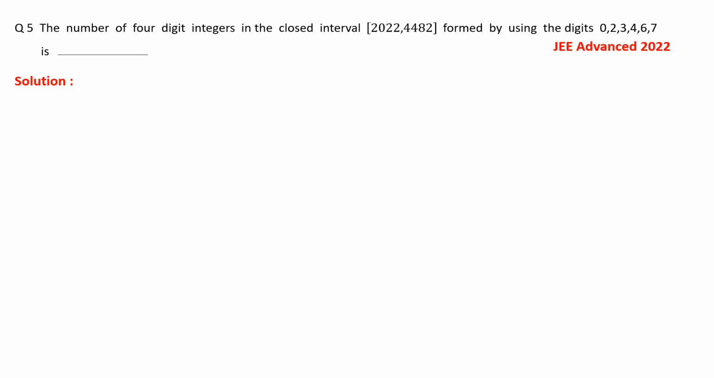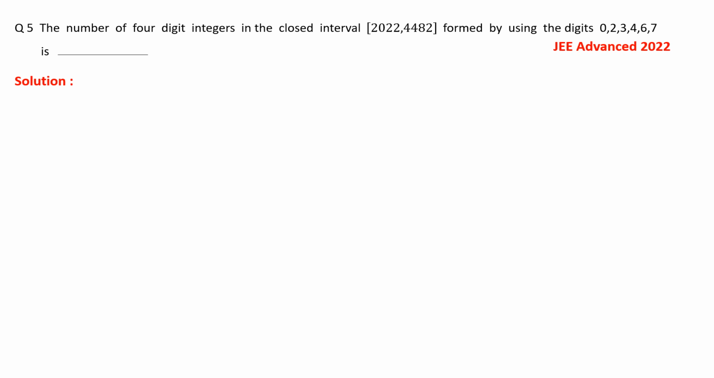Myself LS Nanda. Now this is the next problem in our previous year question series for JEE Main and JEE Advanced. It's an interesting problem on the topic of permutations and combinations. It says the number of 4-digit integers in the closed interval 2022 to 4482 found by using the digits 0, 2, 3, 4, 6 and 7 is.